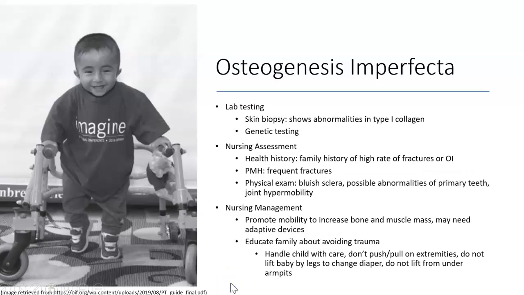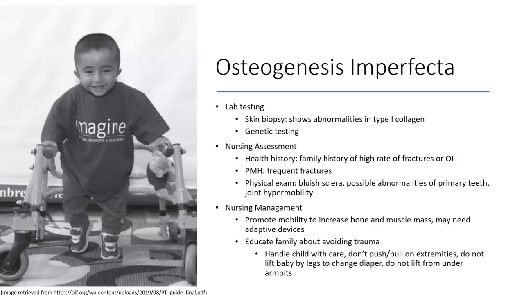When caring for the patient with OI, you may see lab testing done such as a skin biopsy. This will show abnormalities in the type 1 collagen, which can be diagnostic of osteogenesis imperfecta, and we commonly see genetic testing as well. For your nursing assessment, when you're gathering your health history, it would be important to ask about a family history of a high rate of fractures.